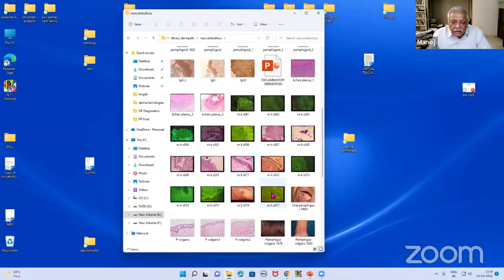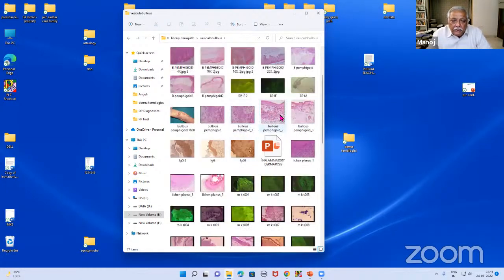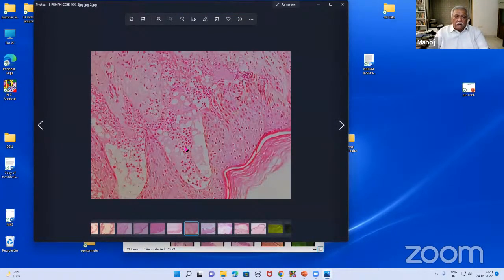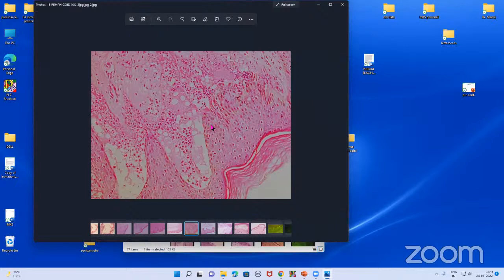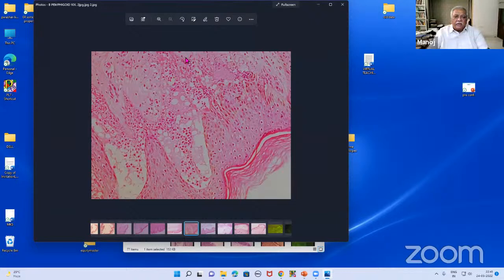Actually, these slides I had shown you. Epidermis, everybody can see this? Epidermis here, bulla cavity here, and then a little bit of dermis here. Dermis is out of this section. This is a dermo-epidermal section with the bulla in between. The entire epidermis has come out here.